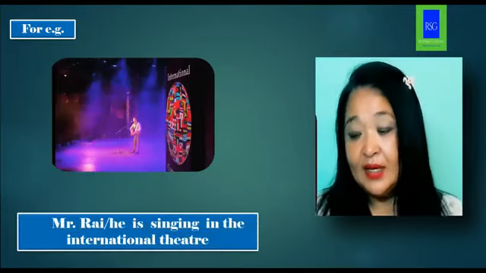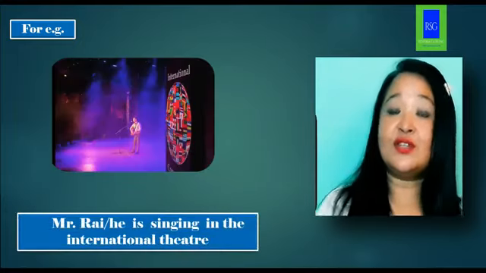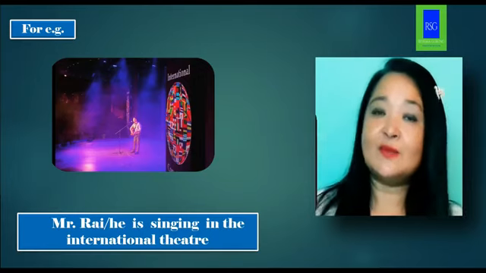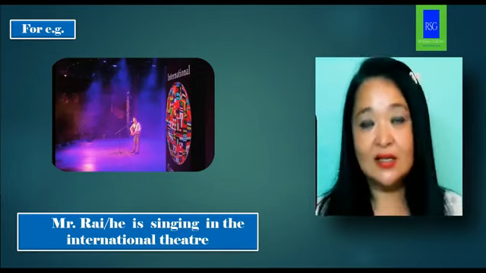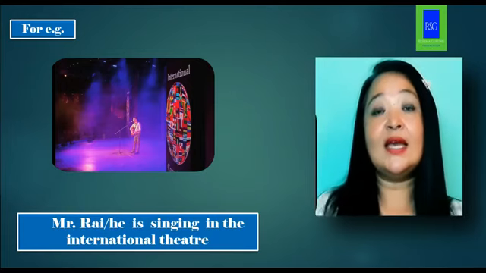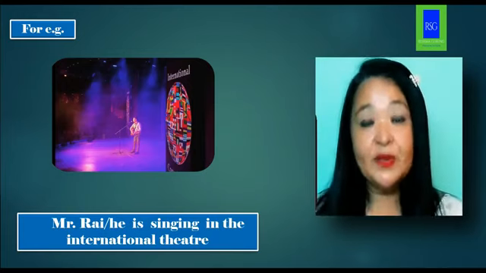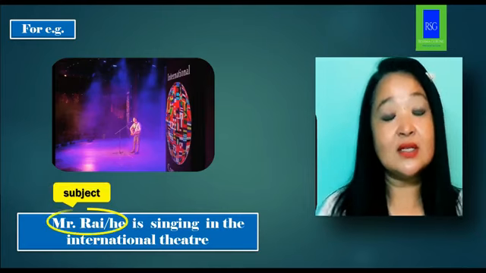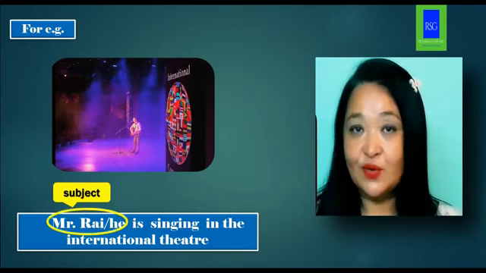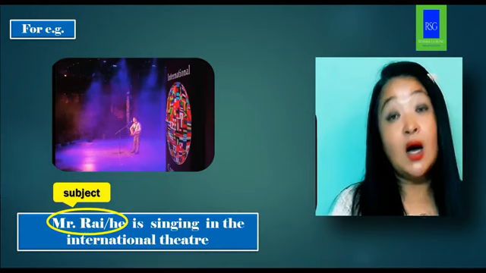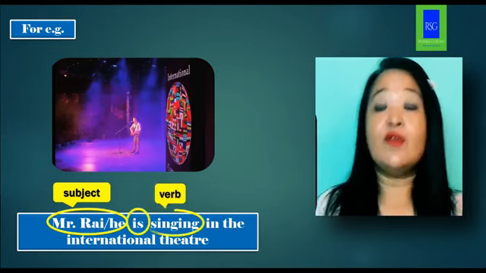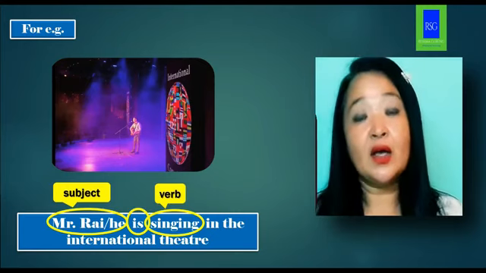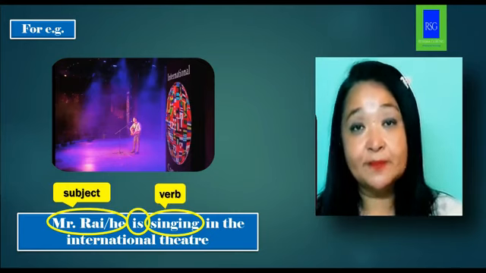Look at that. Mr. I or he is singing in the International Theatre. So Mr. I, or you can say he. Mr. I is a noun, he is a pronoun, so you can use either, okay? So he is singing in the International Theatre. Sorry, what is the subject? Subject is he or Mr. I. You can write anything. Verb is, right? And what is the second verb? Second verb is singing, a verb which is ending with ing.